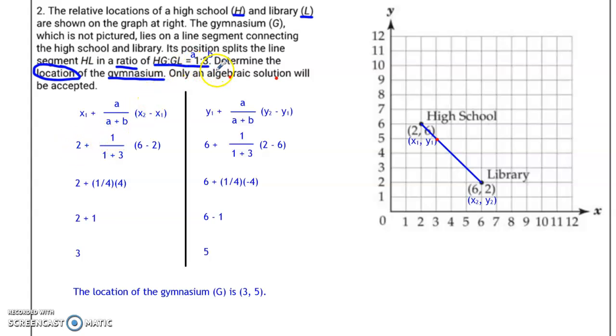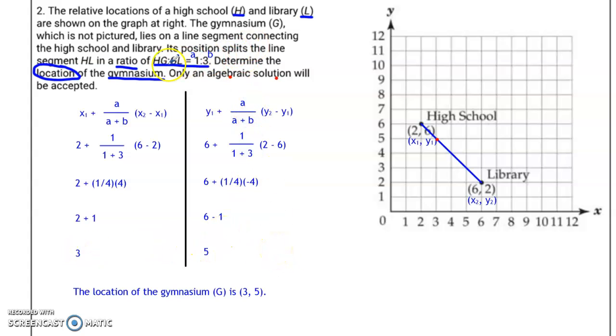Substituting into the equation with a and b, we know that a is the first value in our ratio and b is the second value in our ratio. And then we're substituting the x values and y values respectively. This part is just algebra, so I'm not going to walk you through it. 3, 5 should be the location of the gymnasium.